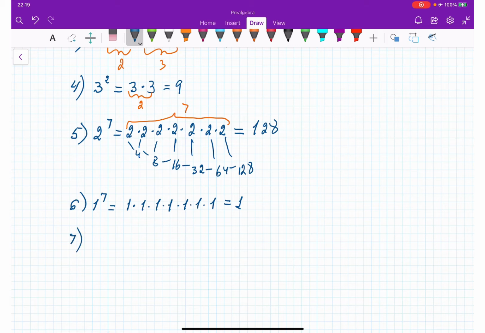Okay, number 7, now 17 to power 1. If you take a number raised to power 1, meaning that number by itself, so it's going to be 17, one time only.